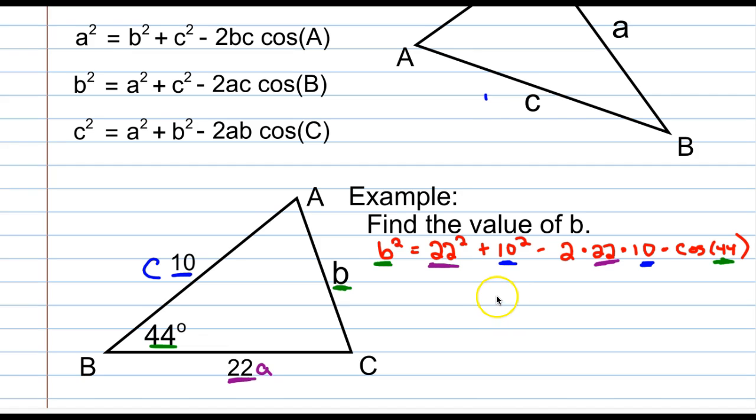Alright, and if you did it correctly, you should have gotten b is equal to 16.4. Now, if you did it incorrectly, I want you to go back and try it again. This time I want you to pay attention. Remember, I said it was all algebraic. I want you to pay attention to the order of operations.